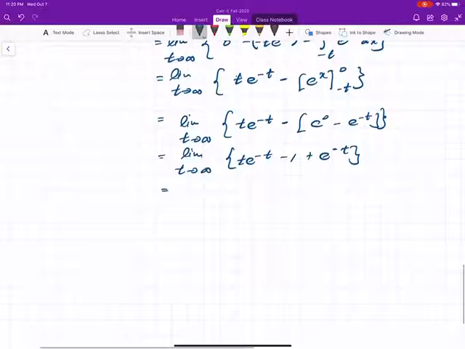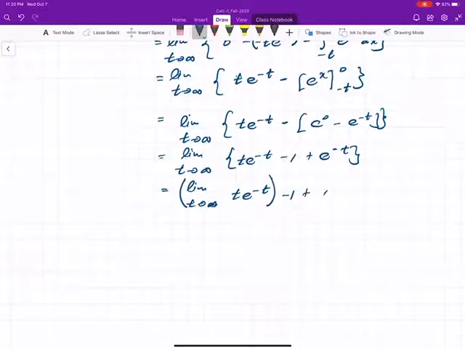Now I'm going to apply the limit. That means I can just write this as the limit as t goes to infinity of t e^(-t), and then minus 1, and then plus the limit as t goes to infinity of e^(-t). Now you need to know the limits of functions. You should know limits of functions.